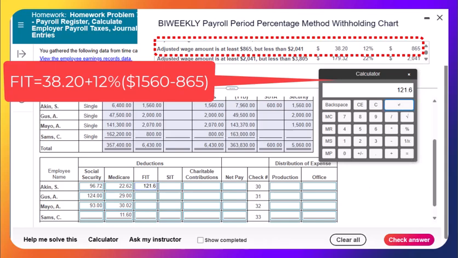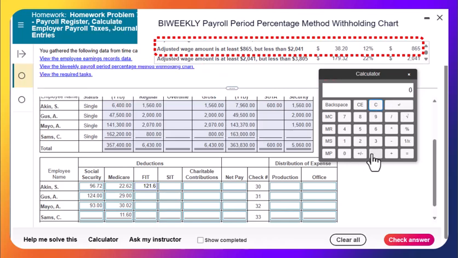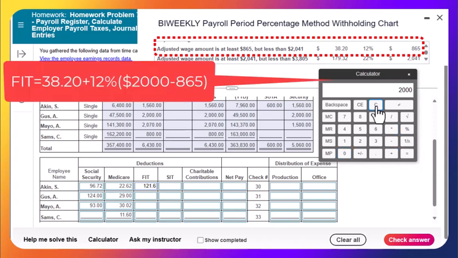We can enter that through, and then we can clear that out. And we can see with Gus here, he'll be under that third row as well in the federal income tax table. So we can do the same here: 2,000 minus 865 equals 1,135. And then 12% of that number is 136.20. Remember that number, 136.20, because we are going to add 38.20 to that number for 174.40.